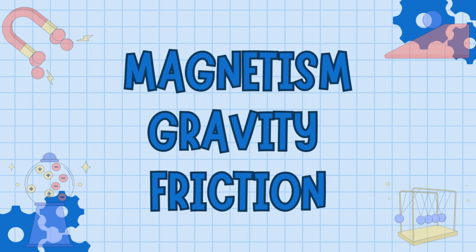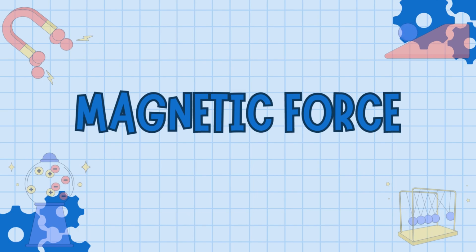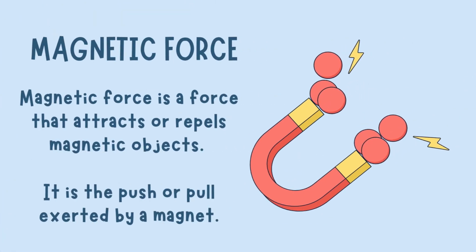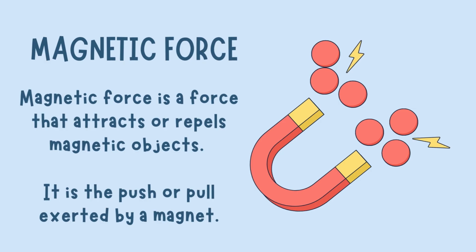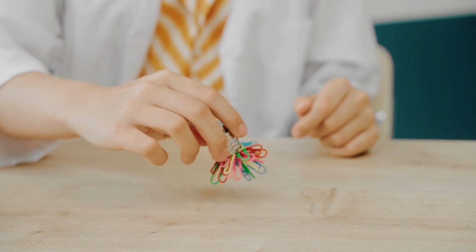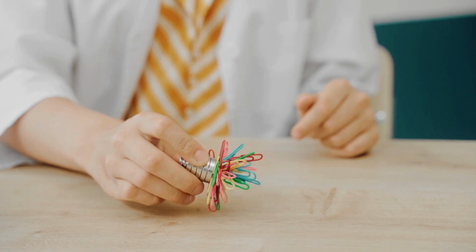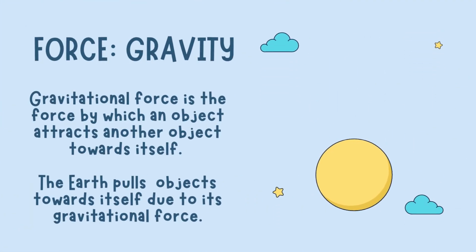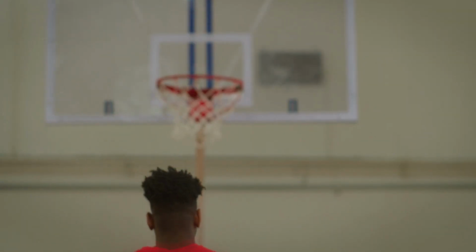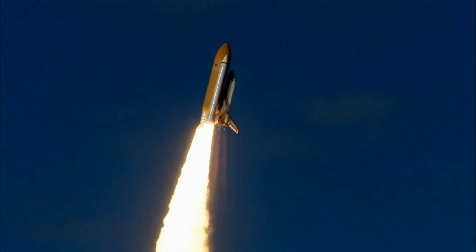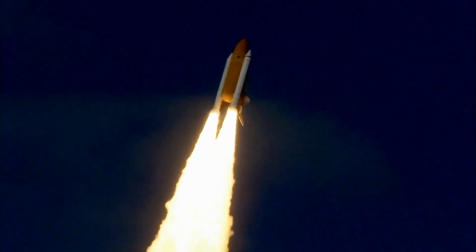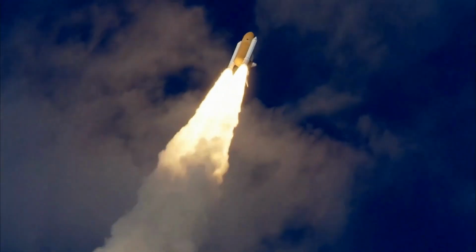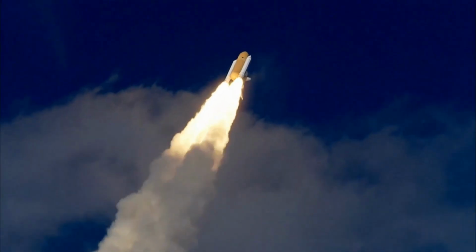Now let's explore some forces: magnetism, gravity, and friction. Magnetic force is a force that attracts or repels magnetic objects. It is the push or pull exerted by a magnet. Gravity is a force that pulls objects toward the Earth's center. It's what makes objects fall when you drop them. When you launch a rocket, the force of the burning fuel pushes the rocket upward against the force of gravity. This battle between forces is what propels the rocket into the sky.